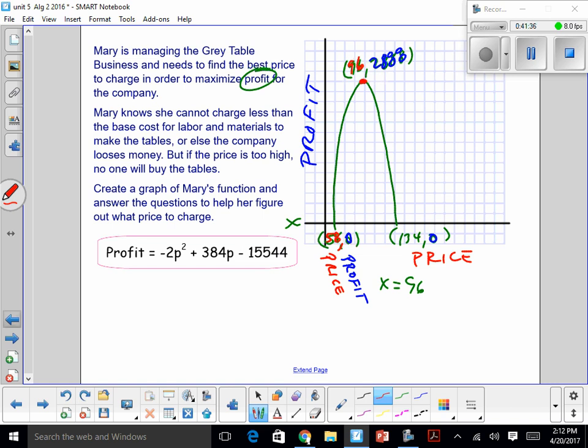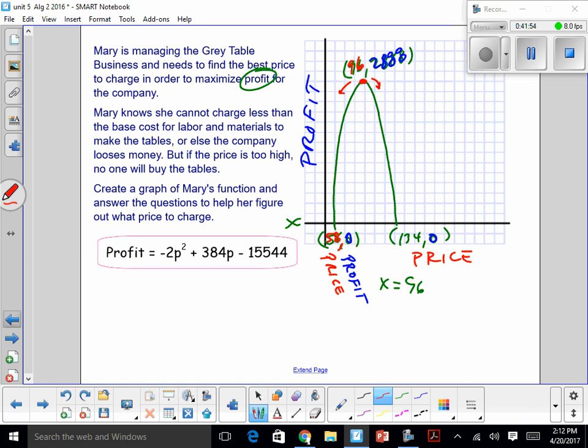If you're like, well, let me back it up. Maybe if I charge less for my burger, maybe if I charge like a 94, no, still you're not going to make as much as 2,888. This vertex, this maxima, is the price that will make you the maximum amount of money, or maximum profit. Let's see if they ask that question.